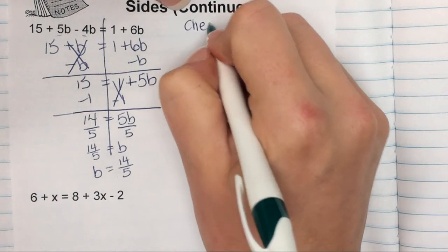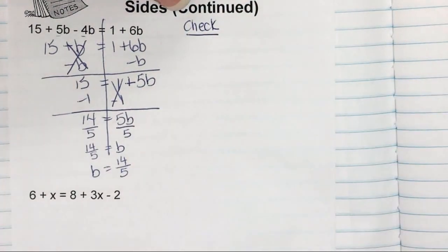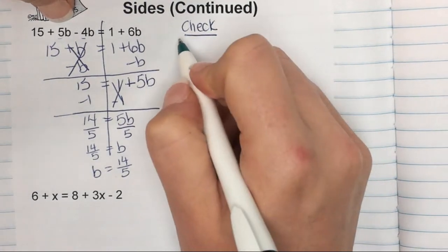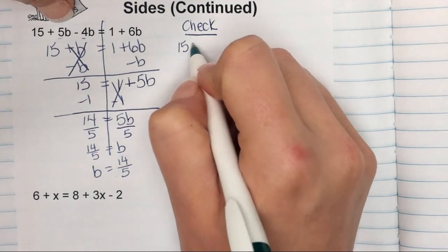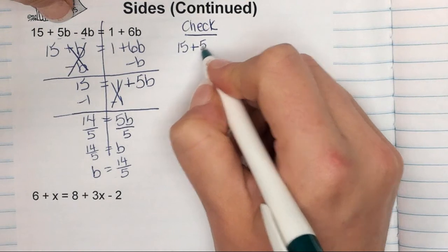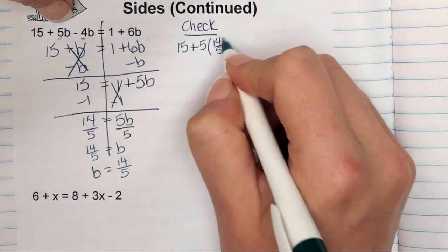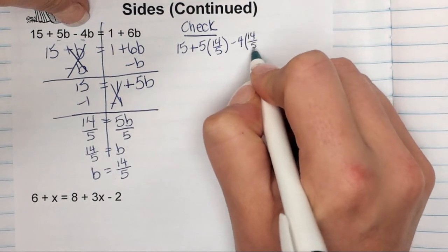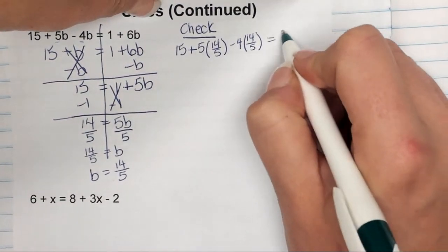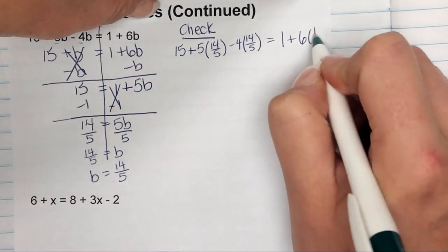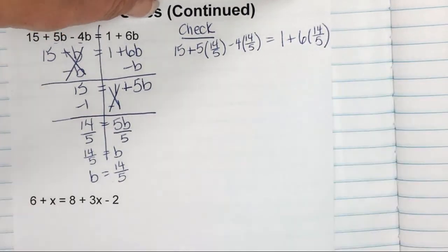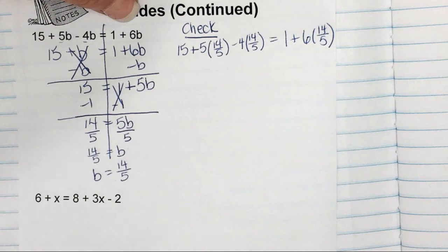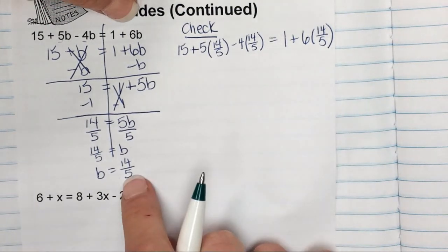This one is going to be a little bit trickier because I have a fractional answer. So I have 15 plus 5 times 14 over 5 minus 4 times 14 over 5 is equal to 1 plus 6 times 14 over 5. So notice I start all the way back with the same equation, and I just replace b with my answer.